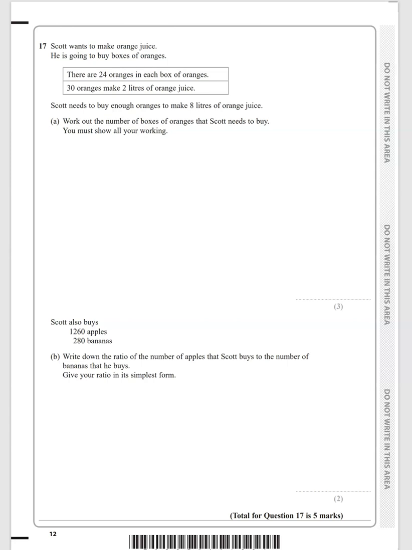So, number 17. Scott wants to make orange juice. He's going to buy boxes of oranges. There are 24 oranges in each orange box. 30 oranges makes 2 litres of orange juice. Right, okay. Scott needs to buy enough oranges to make 8 litres of orange juice. Work out the total number of boxes that Scott needs to buy. So, if he's making 8, 2 makes 30. So actually we need 4 times 30. 4 times 30, so actually he needs 120 oranges.